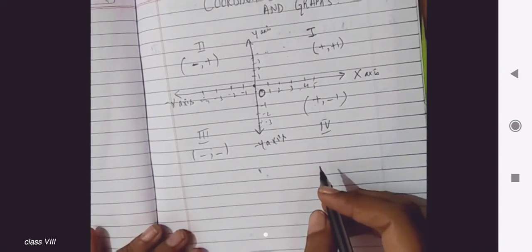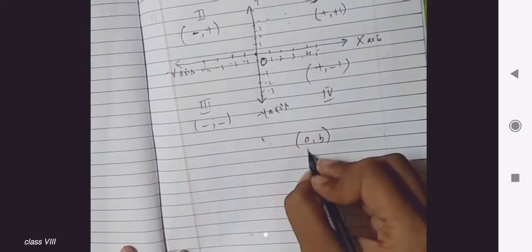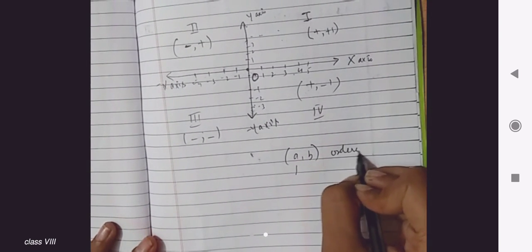Always write the x-axis first, then the y-axis. That is known as an ordered pair, like a comma b. These are two numbers. This is obviously 2D, two dimensional. The x and y axes are two dimensions, so obviously we will represent any point with two numbers, and that makes one pair, which is known as an ordered pair.